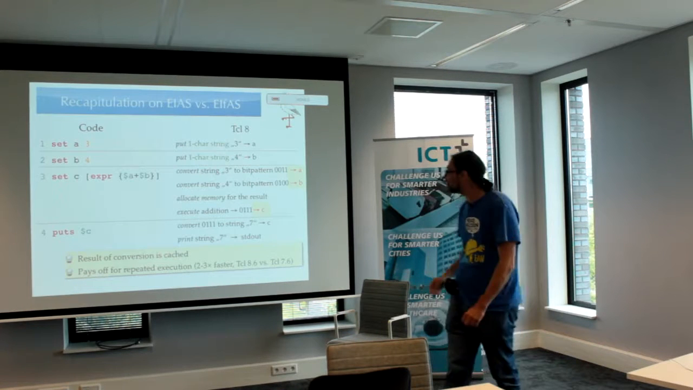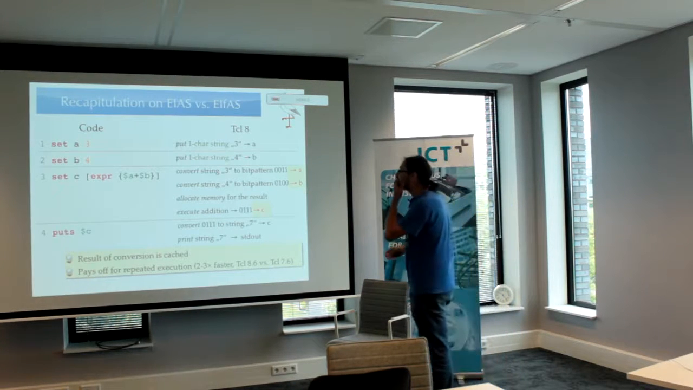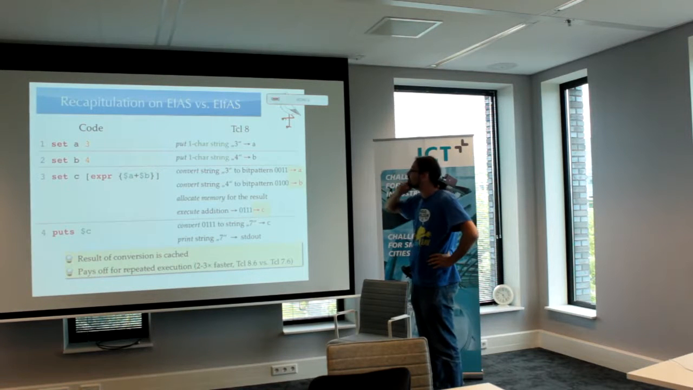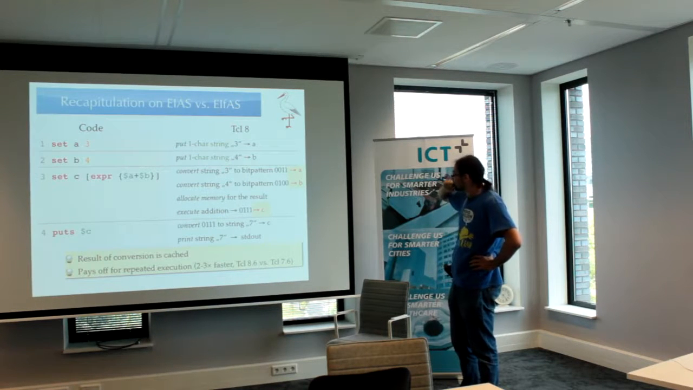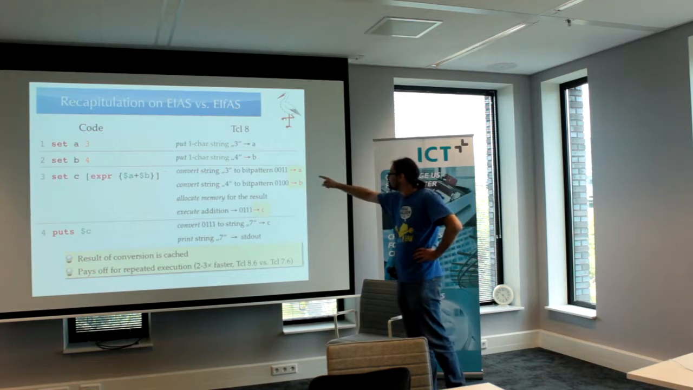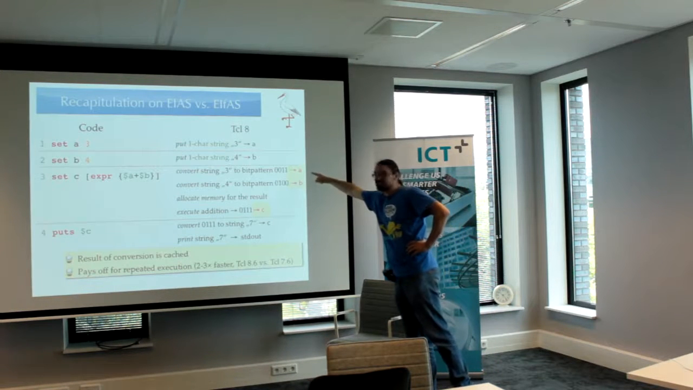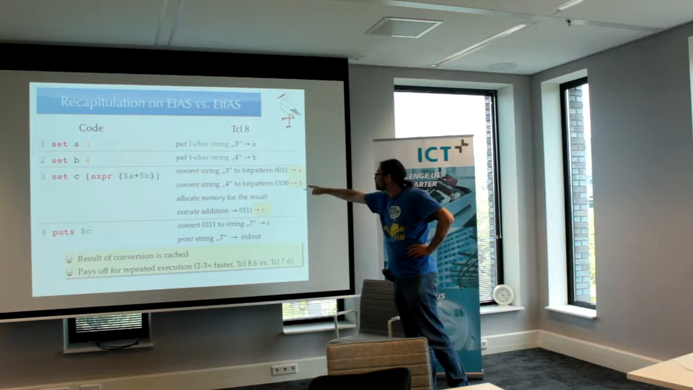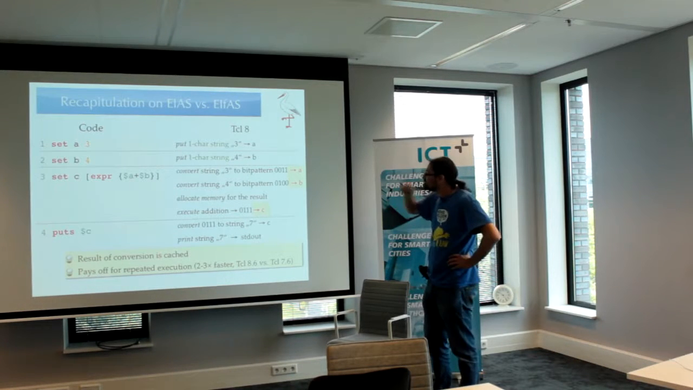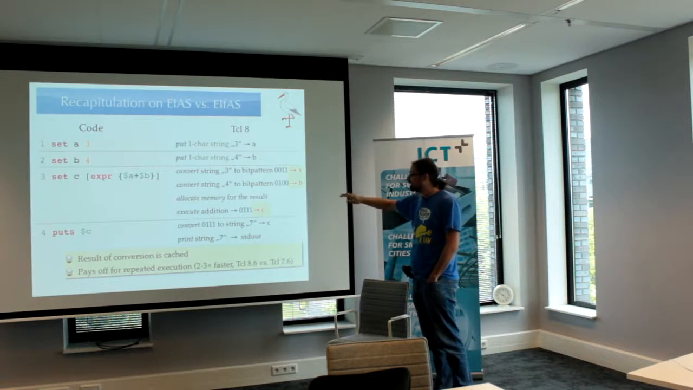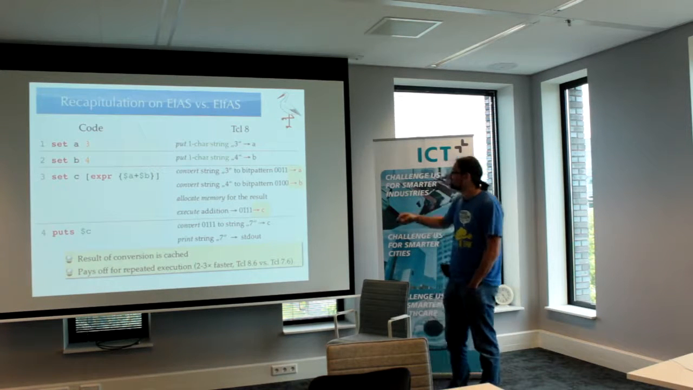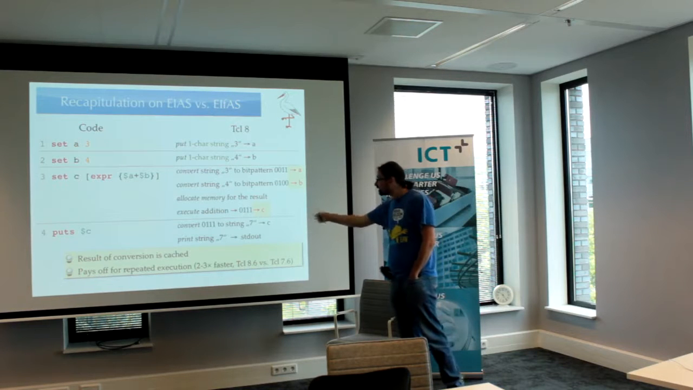When Tcl 8 came out, things changed a little bit. So what happened? The first two lines perform more or less the same thing. They put a one-character string into a and b. Then when you run the expr command, you convert the string to a binary bit pattern, but this is additionally stored in the variable a, and also the 4 is stored in variable b. And after you execute the addition, you store the binary number 7 into c. Only when you are ready to print it to standard out do you actually convert the binary number to a string and then print it out.